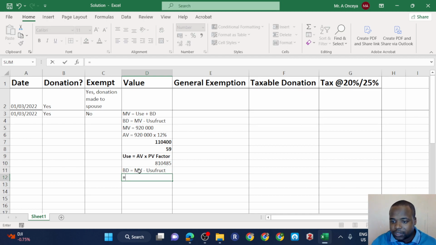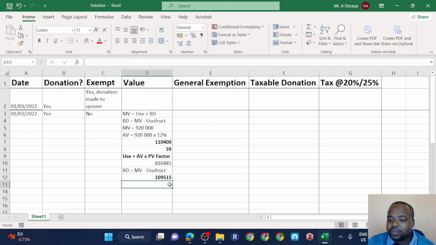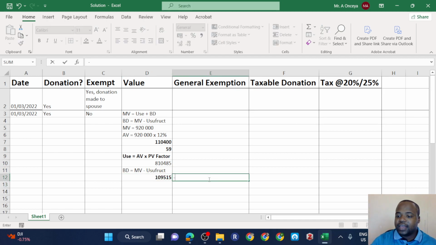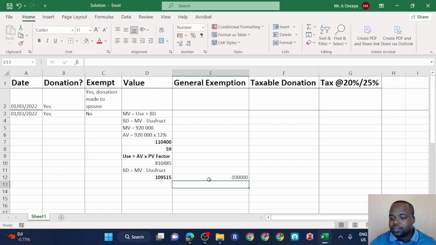So that means the bare dominium is equal to 920,000 minus 810,485 rands, and that's 109,515 rands, right? So that's the value of the bare dominium, and then to this value you apply the 100,000 rand exemption.